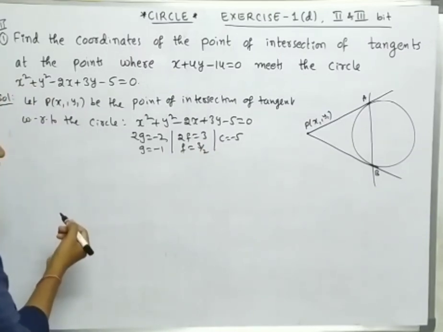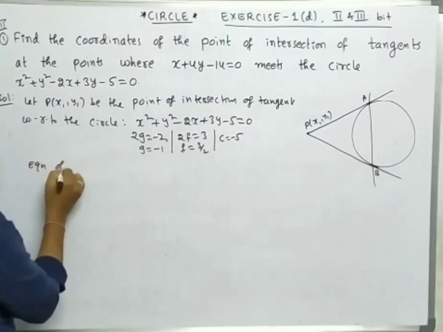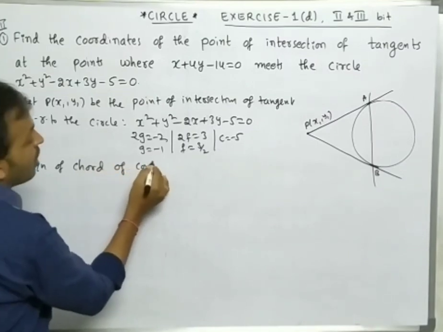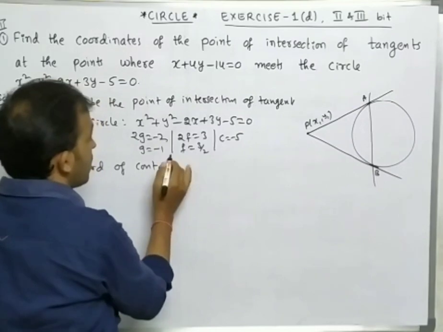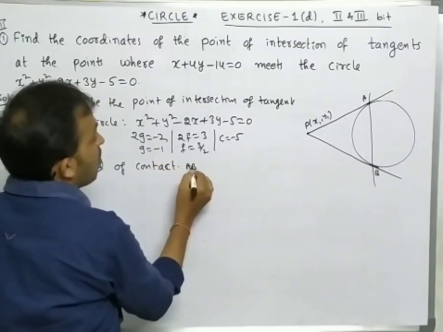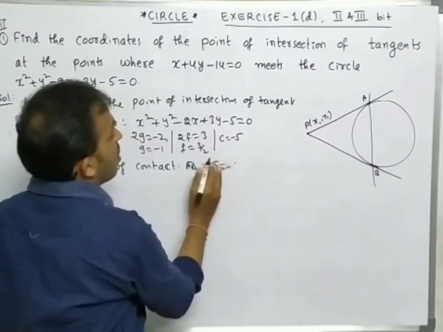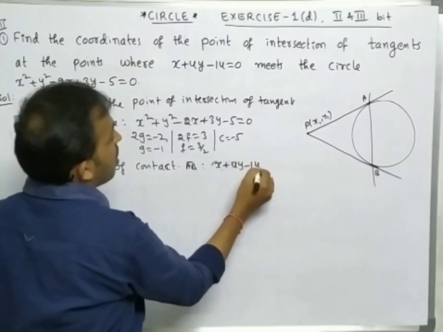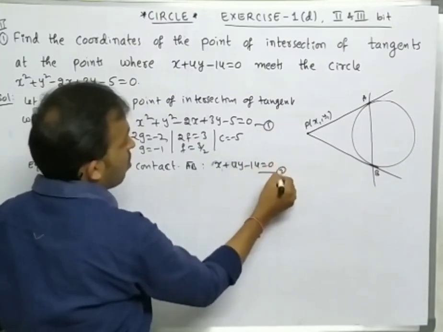Next, the equation of chord of contact. The chord of contact is given. The equation of chord of contact AB, that is S1, is x plus 4y minus 14 is equal to 0. It is given. Okay, this is equation number 2.